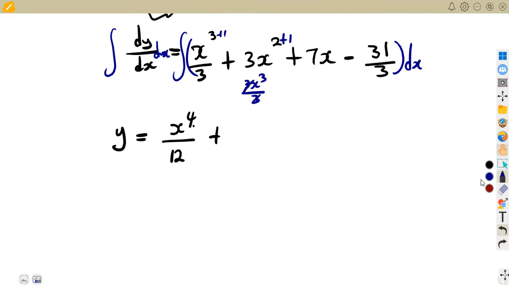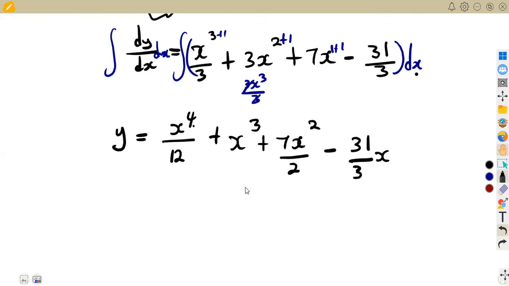This one and this one were going to cancel, which was going to give us x to the exponent of 3. 7x, this is 1 plus 1, which is 2. So it was going to be 7x to the exponent of 2 over 2 in this case. This one is a constant, so you simply multiply by x. So it's minus 31 over 3 x. Then we add the constant of integration because we are having another constant. The last time we used the a, so this time we are going to use a b in this case. So this is how we play around with our constant.